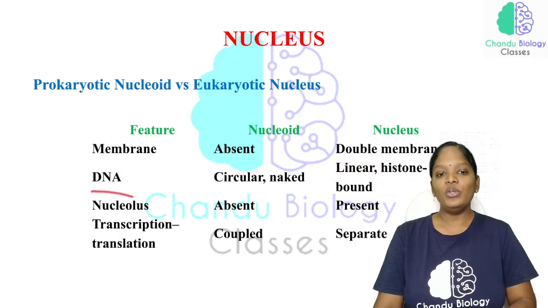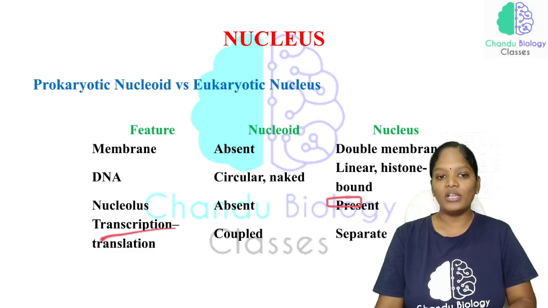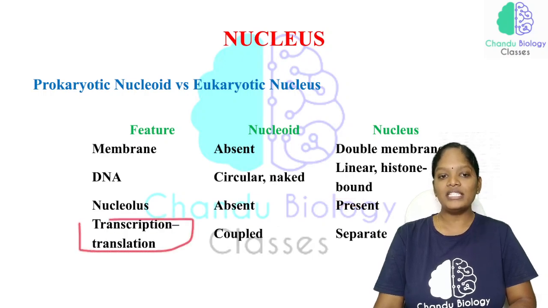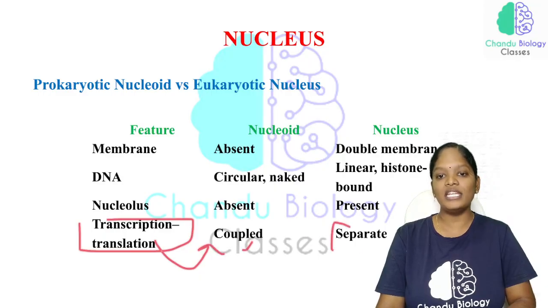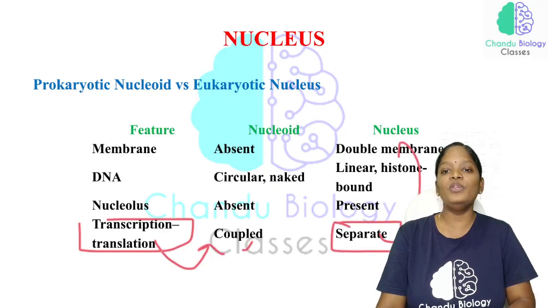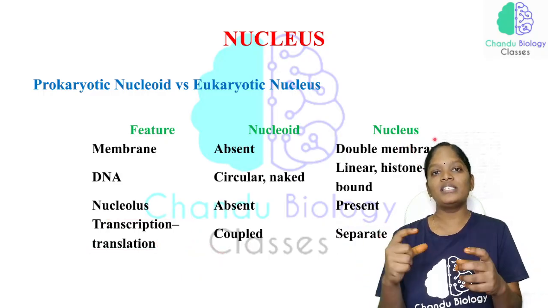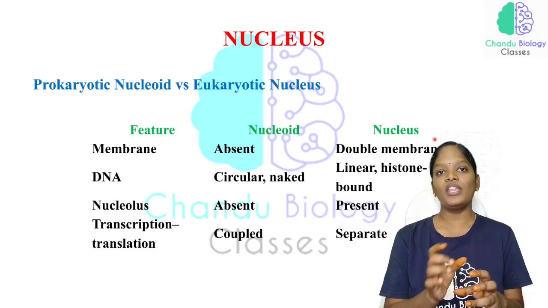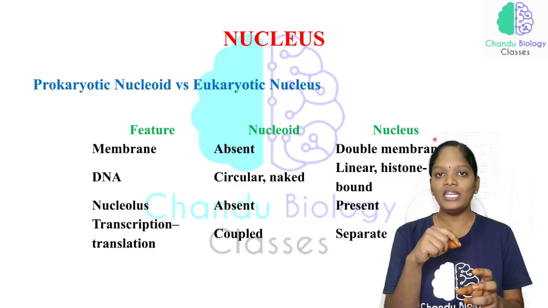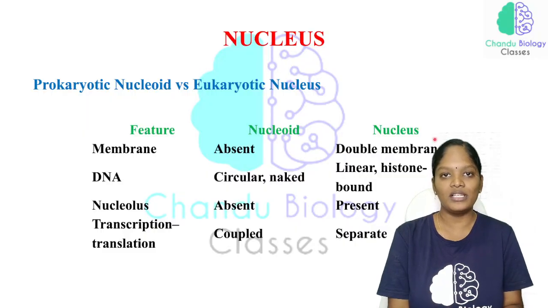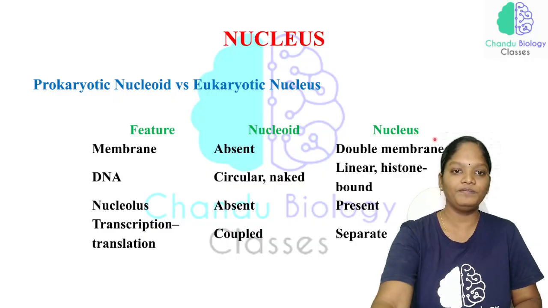Okay, now the nucleolus will be absent in the nucleoid and it is present in the nucleus. Transcription and translation are coupled in the nucleoid in case of prokaryotes, and they are separate processes in the nucleus in the eukaryote. So that is why in the first class I mentioned that the prokaryotic nucleoid is not equal to the eukaryotic nucleus. These are all the differences.